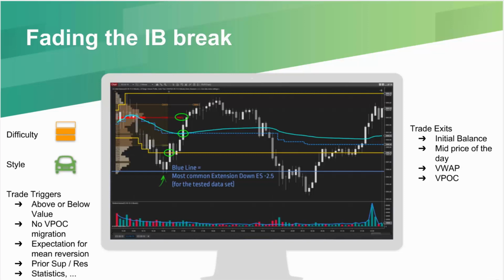Now what are the trade exits for the fading? Fading the break is basically the initial balance again. So this line right here, the mid price and the VWAP are definitely targets, and the VPOC as well, so the most traded price of the day.